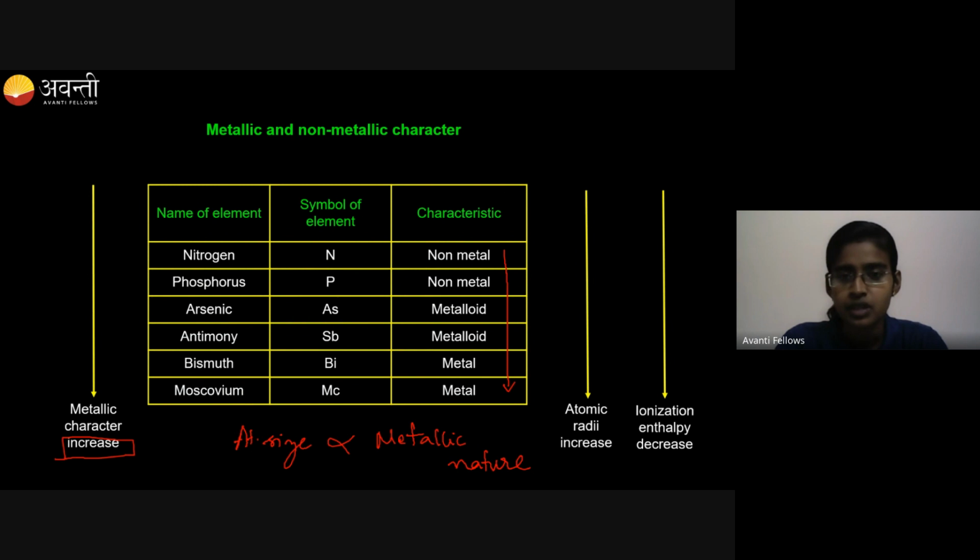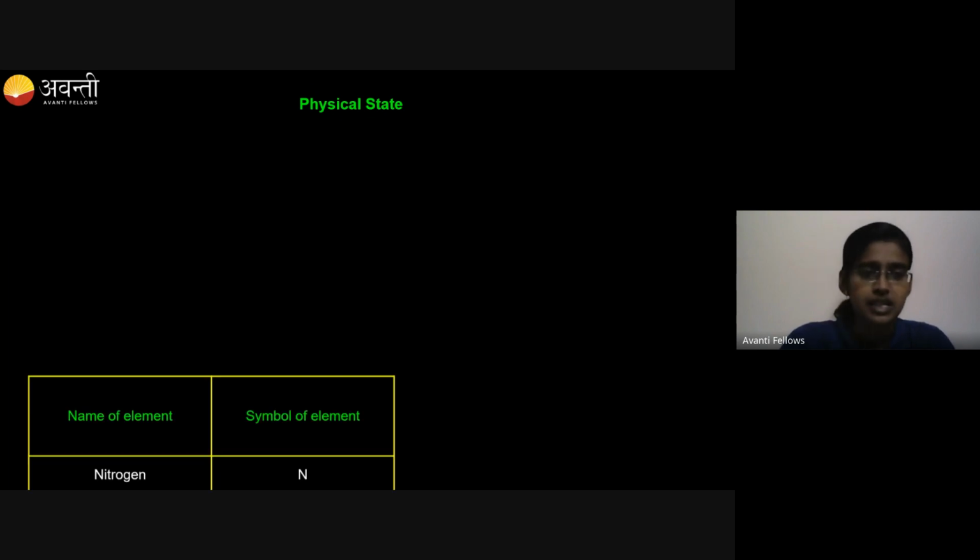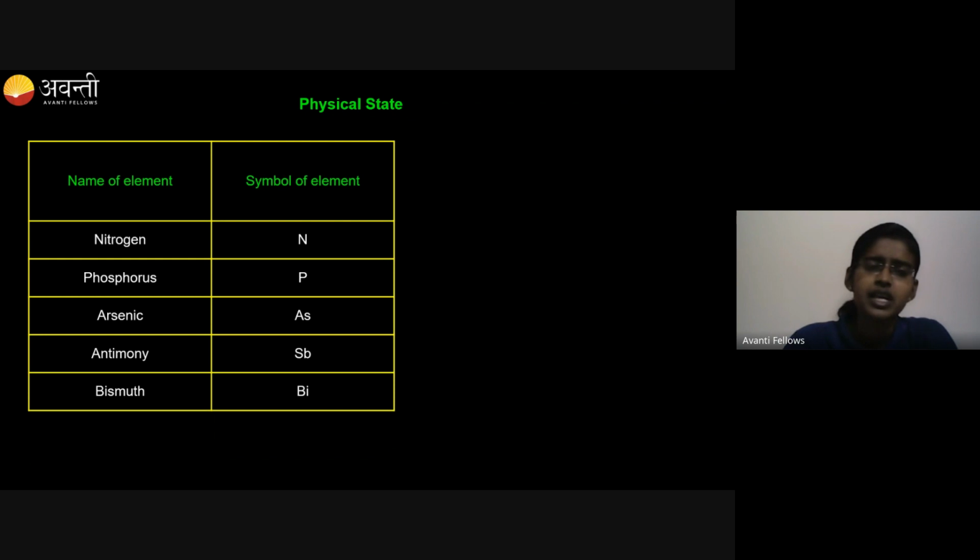Now moving on to the next physical property, it is about the physical nature or the physical state of all the 5 elements. Since the last element is radioactive, it has only a very short half-life, and there is nothing much to study about it, and we cannot define the state of that last element also. So let's discuss the physical nature of the first 5 elements.